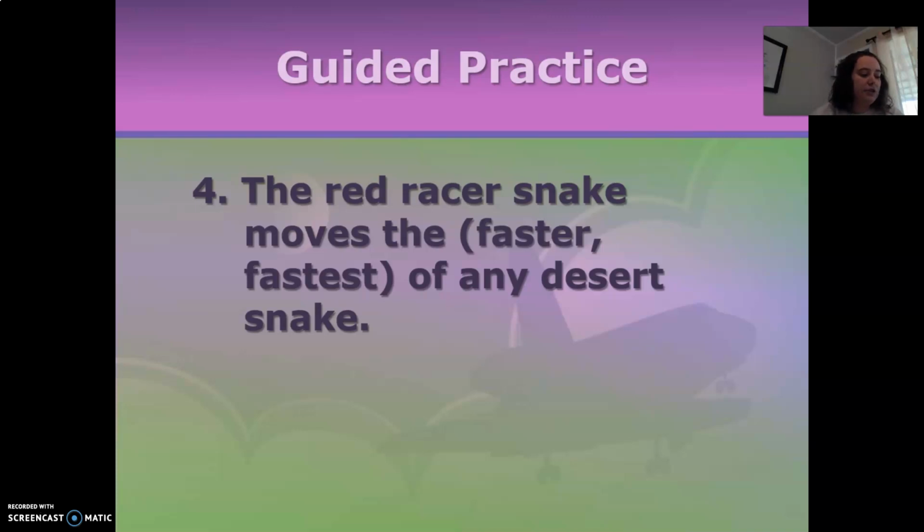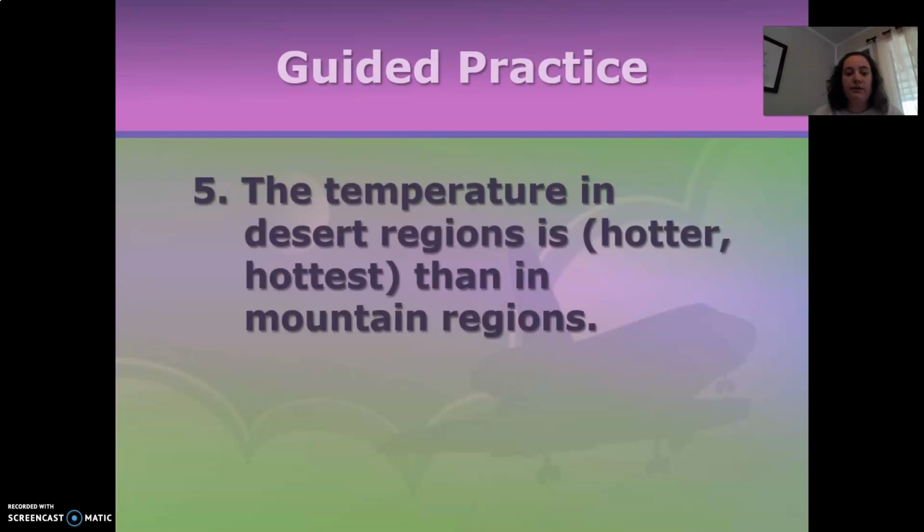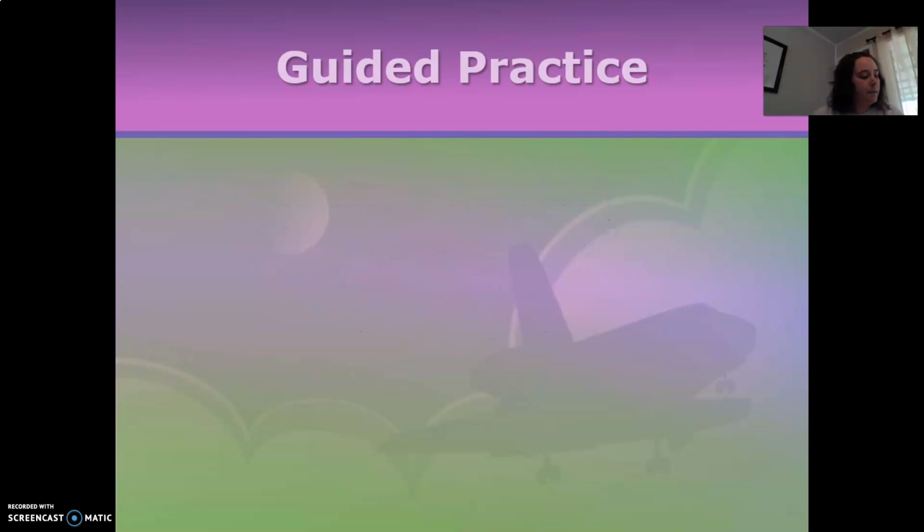Number 4, the red racer snake moves the faster or fastest of any desert snake. We need to underline the correct adjective or adverb in the sentence. So we have to look at how many things are being compared. We have the red racer snake, and we have of any other desert snake. So this is going to be more than 2, so we're going to use fastest. Number 5, the temperature in desert regions is hotter or hottest than in the mountain regions. Well, we have desert regions, mountain regions, 2 places, so we're going to use hotter. Number 6, the cactus is a sturdier or sturdiest plant than a pine tree because it stores water. You're comparing a cactus and a pine tree, 2 things, so you choose sturdier.